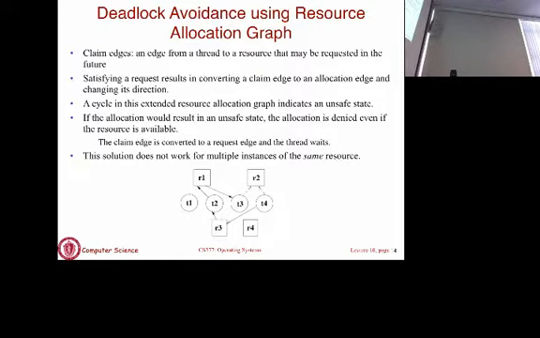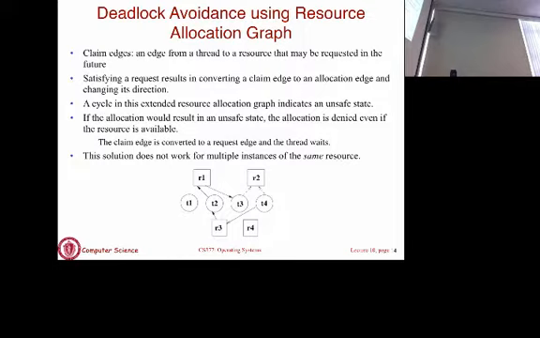Yes? Question? In this example, if both of those dotted lines become solid, would that be considered a cycle? In this case, first of all, you can't have both of them becoming solid because that would mean both of those threads hold those resources. So here what has happened is these two threads are requesting that resource. Right? One of that resource is free currently. One of them is going to get that resource. Other is going to wait.